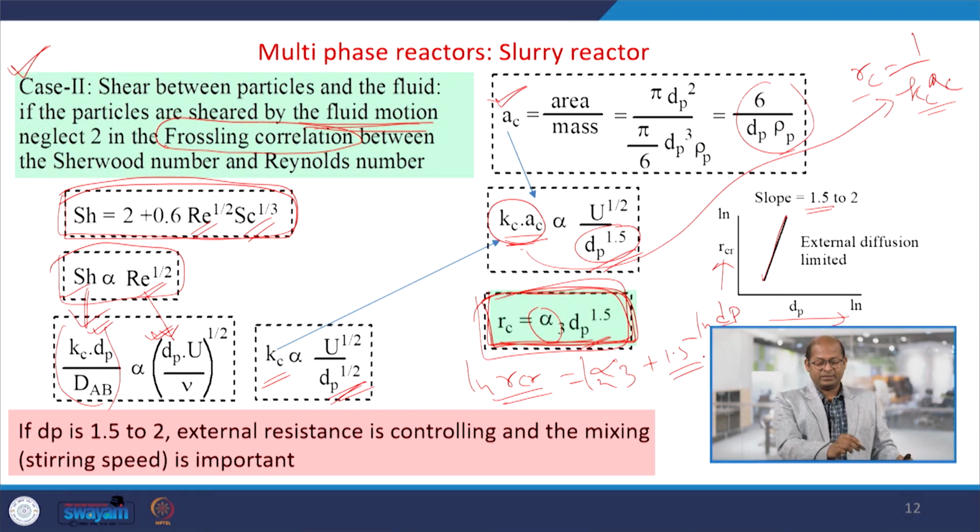So, in this case, when the liquid is under flow or under motion, the Sherwood number follows these equations. We have to consider that Kcac is inversely proportional to dP to the power of 1.5, and then Rc equals this, and from here we can write, and here the slope equals 1.5.